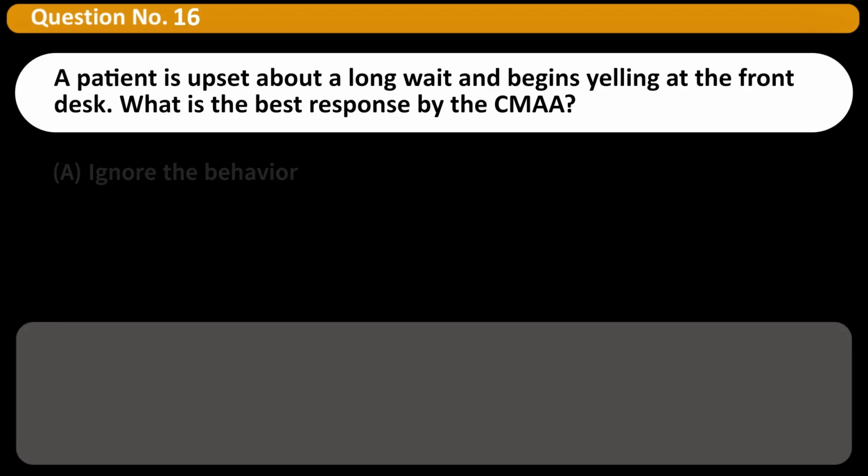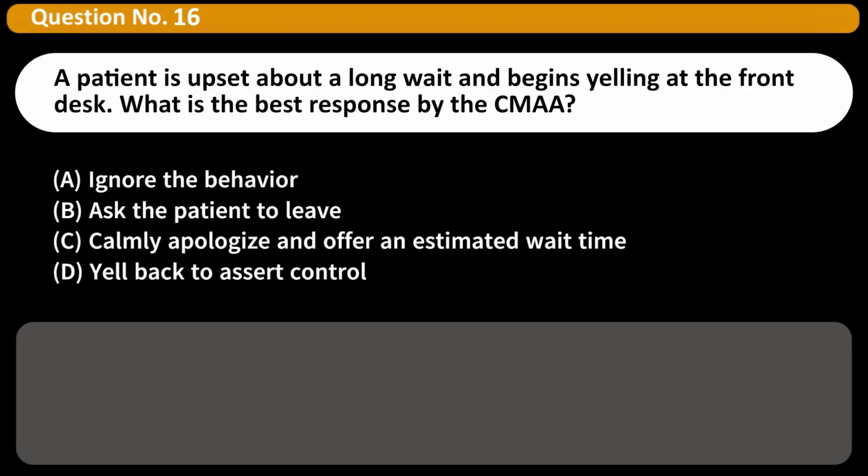A patient is upset about a long wait and begins yelling at the front desk. What is the best response by the CMAA? A. Ignore the behavior. B. Ask the patient to leave. C. Calmly apologize and offer an estimated wait time. D. Yell back to assert control. Answer: C.